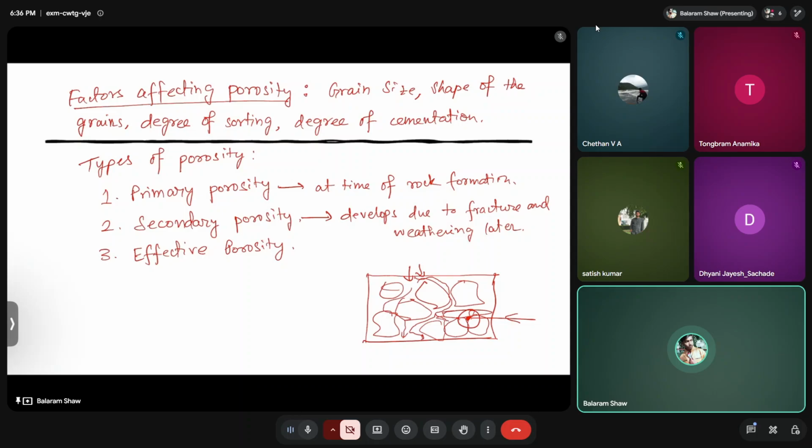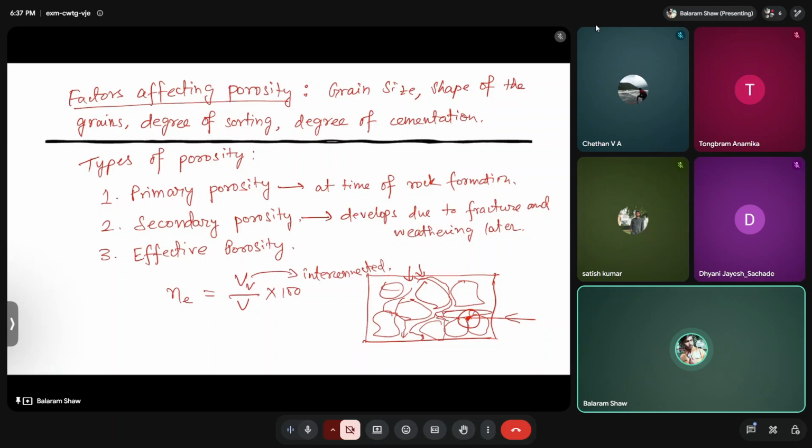Again we can write effective porosity as volume of voids by the total volume, times 100 if you want to see it in percentage. However, this volume of voids will be interconnected so that water can flow. Mostly in a layer we consider that the volume of voids is interconnected. However, in some cases, we check whether it is interconnected or not.